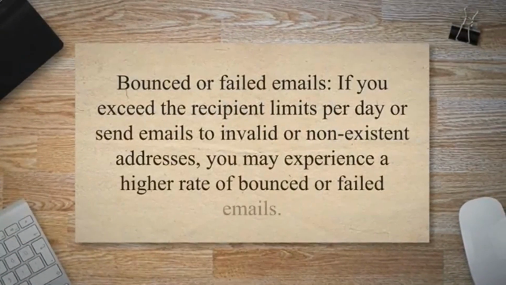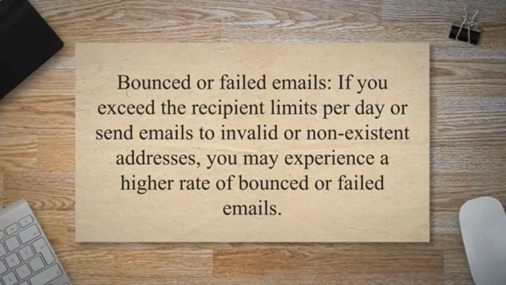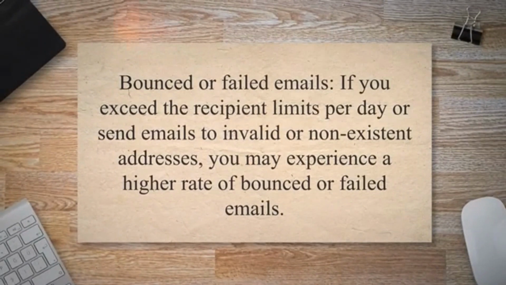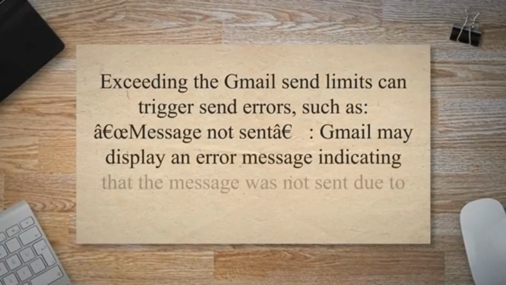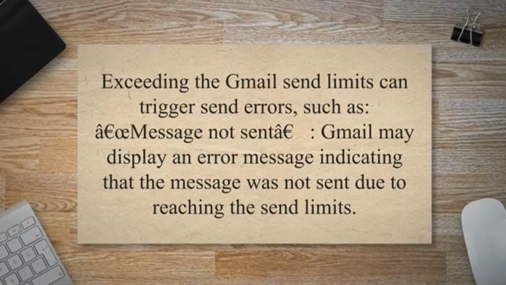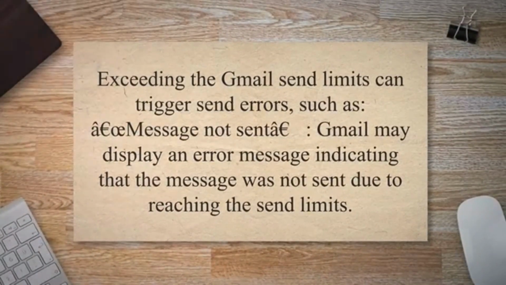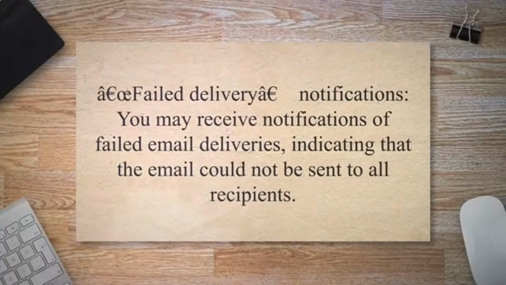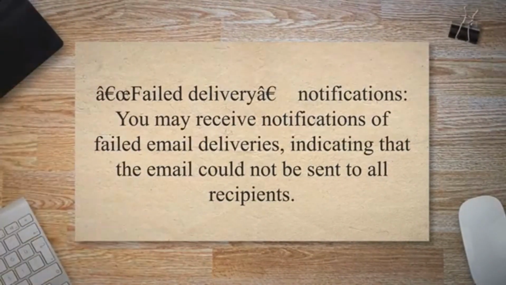Bounced or failed emails. If you exceed the recipient limits per day or send emails to invalid or non-existent addresses, you may experience a higher rate of bounced or failed emails. Exceeding the Gmail send limits can trigger send errors, such as message not sent. Gmail may display an error message indicating that the message was not sent due to reaching the send limits. Failed delivery notifications. You may receive notifications of failed email deliveries, indicating that the email could not be sent to all recipients.